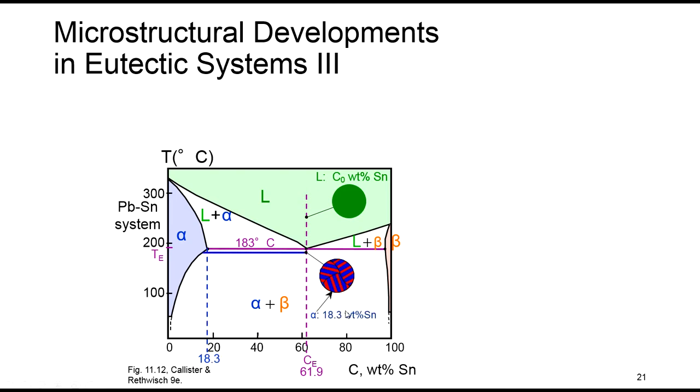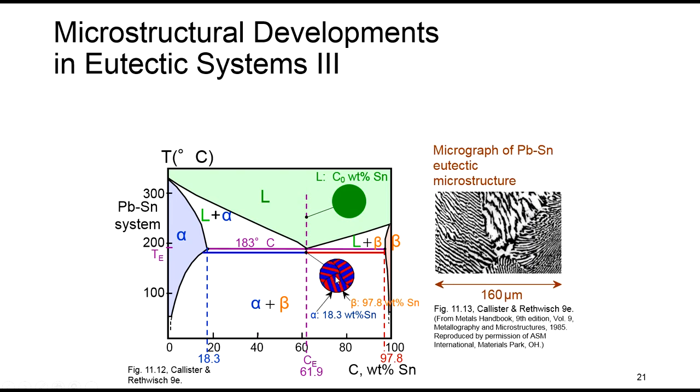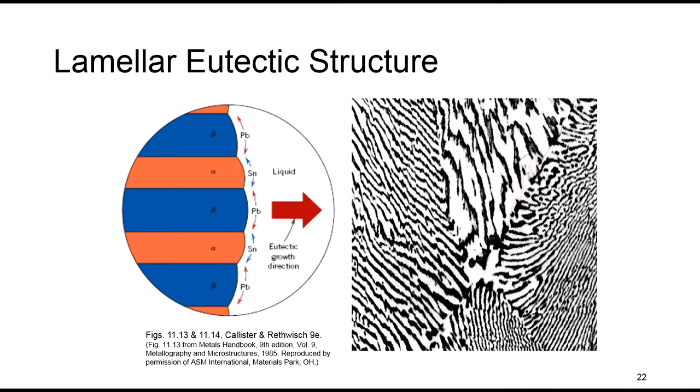The weight percent of the alpha phase, as I said, is 18.3, and for the beta phase is 97.8, almost 98. The microstructure that results from this transformation is called eutectic microstructure. You can see this micrograph of the lead-tin eutectic microstructure. As you can see, lamellae are formed below the eutectic point or eutectic temperature.